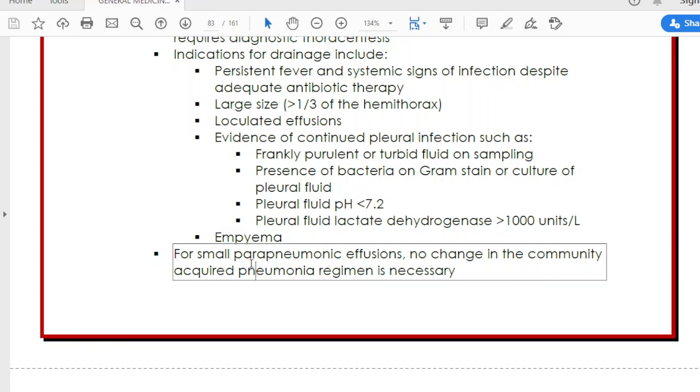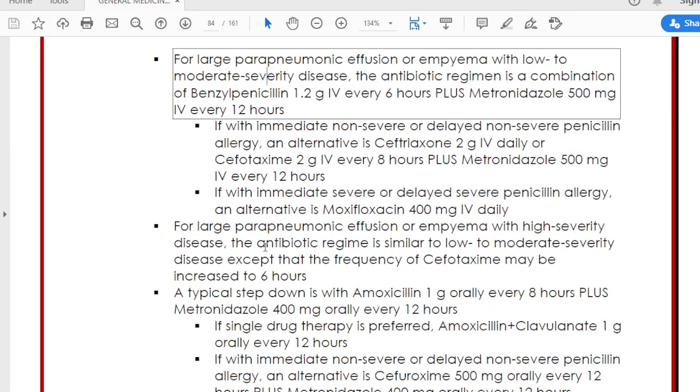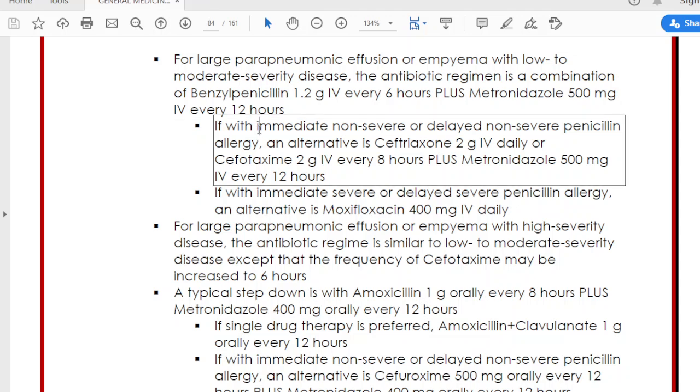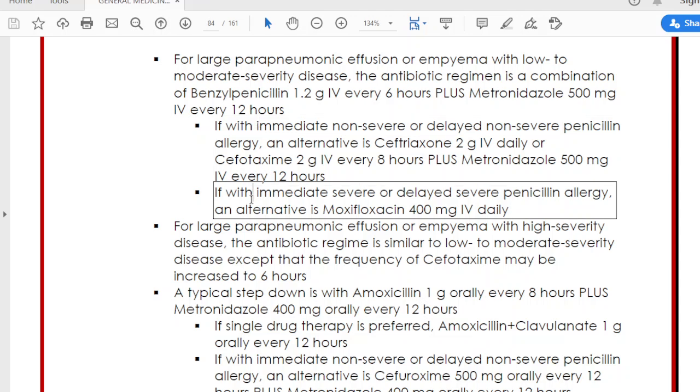Empyema. For small parapneumonic effusions, no change in the community-acquired pneumonia regimen is necessary. For large parapneumonic effusion or empyema with low to moderate severity disease, the antibiotic regimen is a combination of benzylpenicillin 1.2 g every 6 hours plus metronidazole 500 mg every 12 hours. If with immediate non-severe or delayed non-severe penicillin allergy, an alternative is ceftriaxone 2 g daily or cefotaxime 2 g every 8 hours plus metronidazole 500 mg every 12 hours. If with immediate severe or delayed severe penicillin allergy, an alternative is moxifloxacin 400 mg daily.